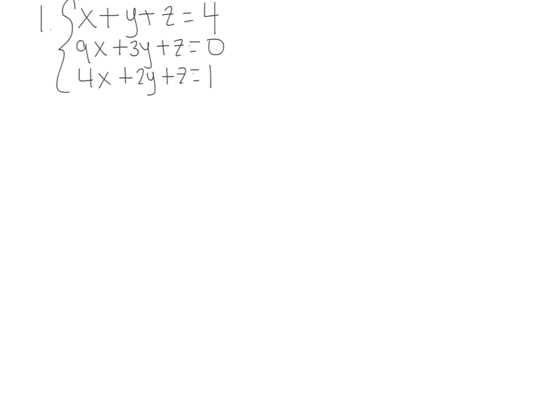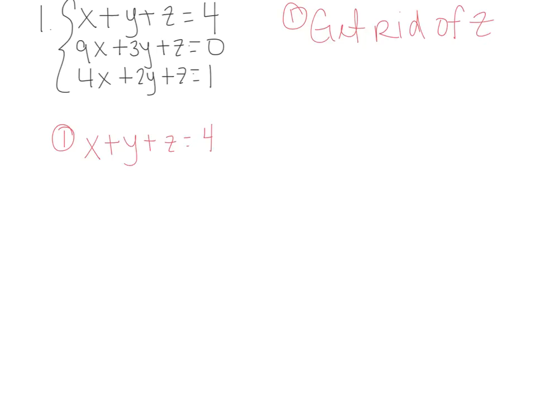So the first step we're going to do is I want you to write down, we're going to get rid of z. That's our first step. So I'm going to take these first two equations, just because they're the first ones written, x plus y plus z equals 4, and then 9x plus 3y plus z equals 0.